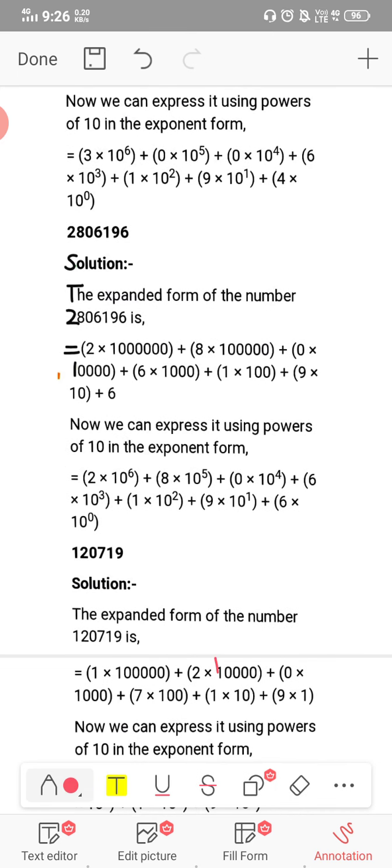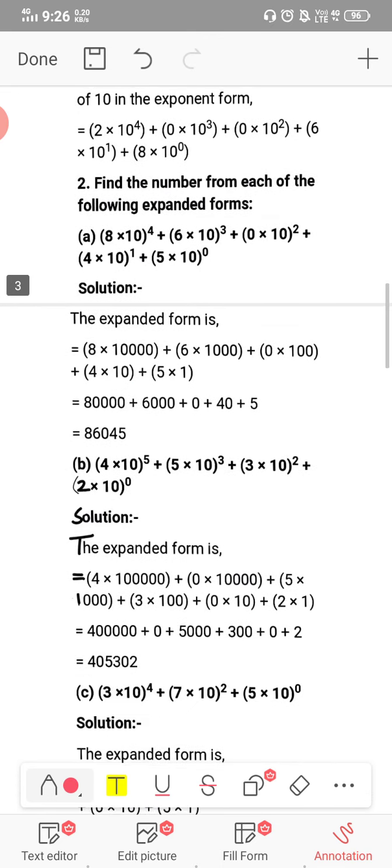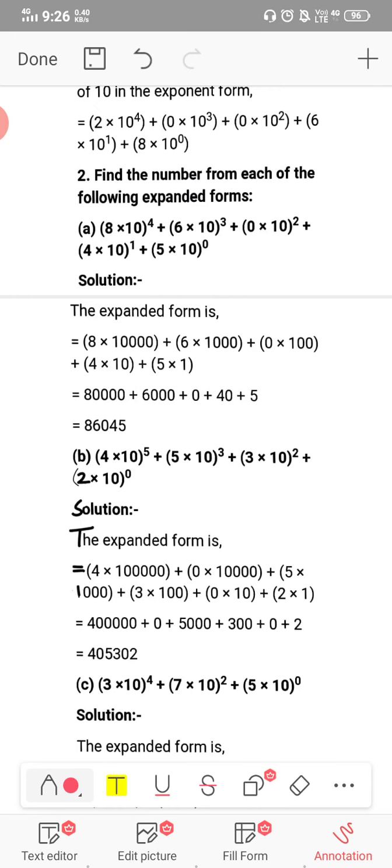Now moving on to the next part, it is question number 2. Find the number from each of the following expanded forms. Now they are giving you the question in the expanded form and you have to change them into numbers. So firstly we will write the expansion form of the number. It is 8 into 10,000 plus 6 into 1,000 plus 0 into 100 plus 4 into 10 plus 5 into 1.